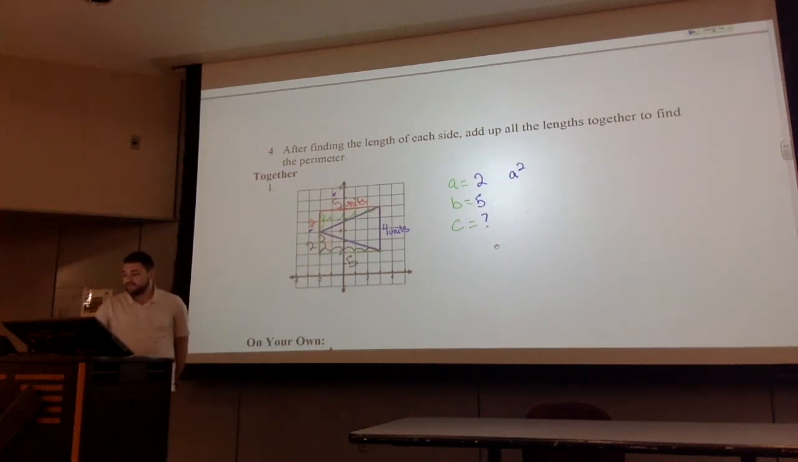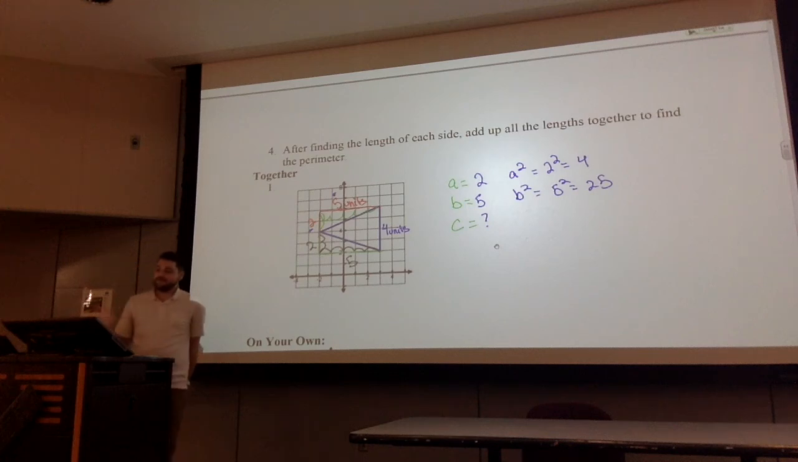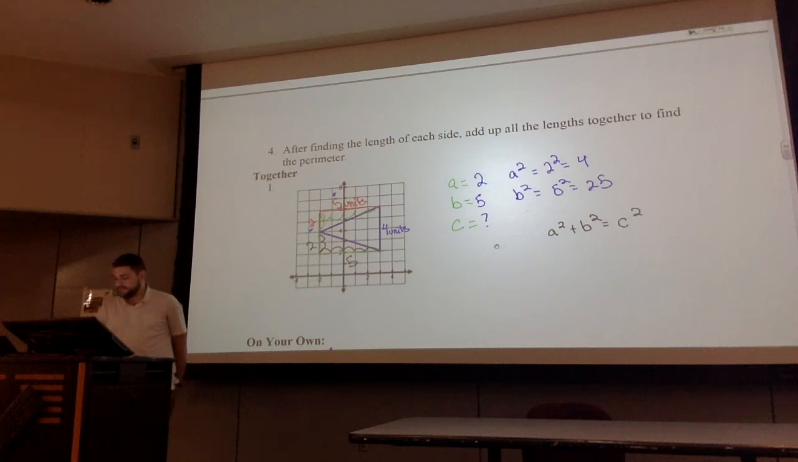Now we're going to solve for A squared and B squared. So A squared equals 2 squared, which equals 4. And B squared equals 5 squared, which equals 25. Now we can take our Pythagorean theorem and solve for C. And then we have A squared plus B squared equals C squared.